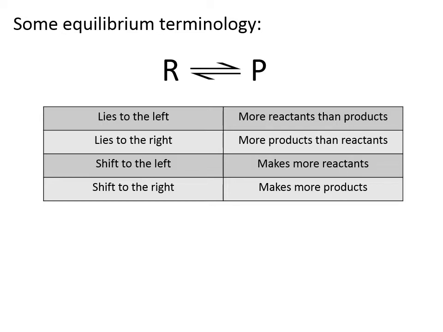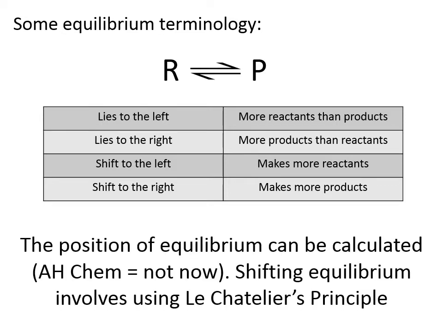And if we want to shift it to the left, that means it makes more reactants, and if we want to shift it to the right, that means it's going to make more products. So it's right and left as you're looking at your screen, the left being the reactants and the right being the products. The position of equilibrium can be calculated, but that's Advanced Higher. We're not going to deal with that just now.